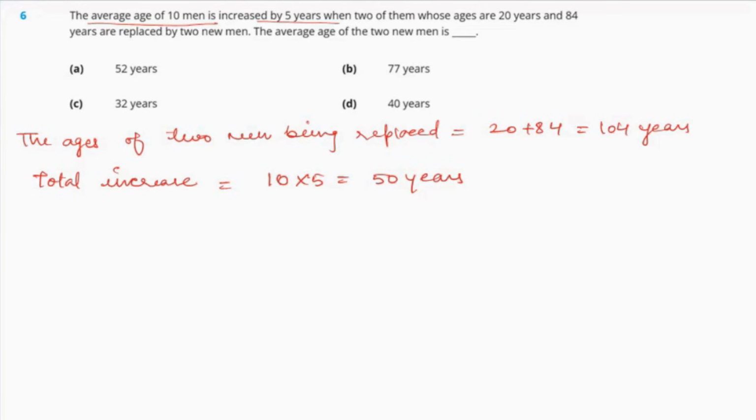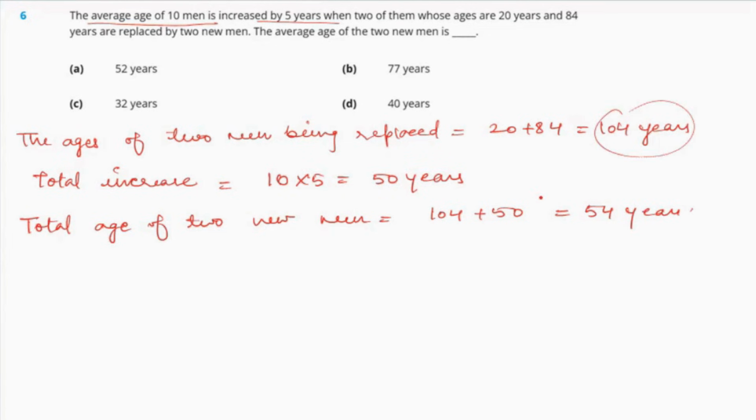Now how are we going to calculate the total age of the two new men? The total age of the two new men is going to be 104 plus 50. Because the sum was already 104 years and it increased by 50 more years, we need to add them, and in total we get 154 years.